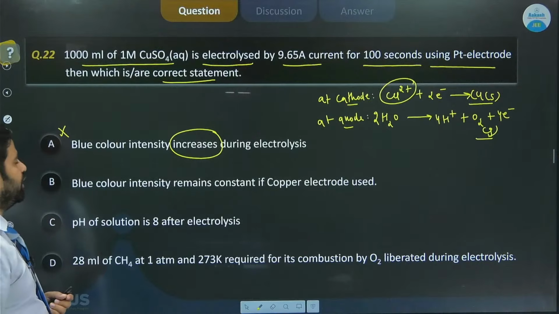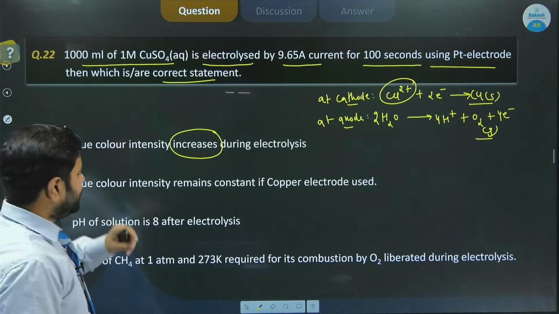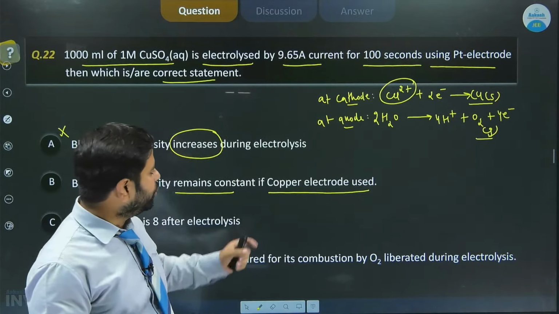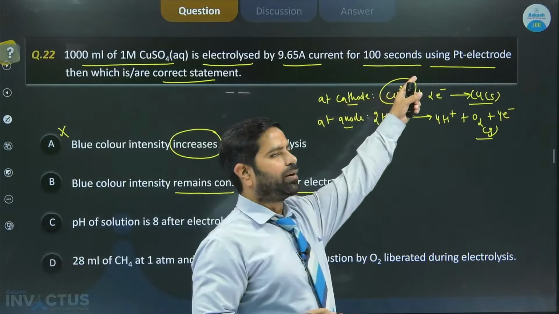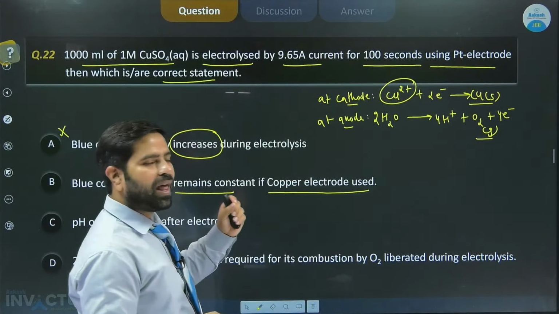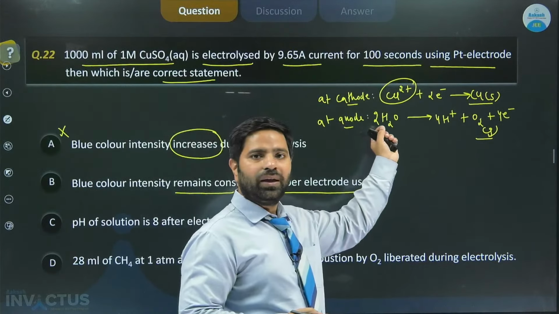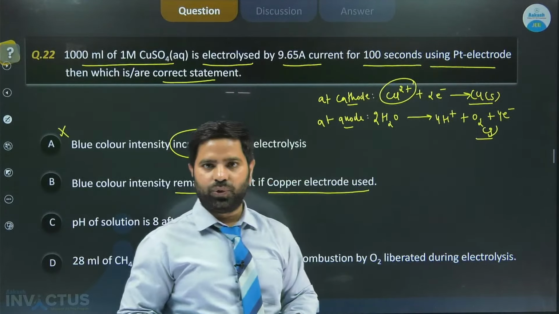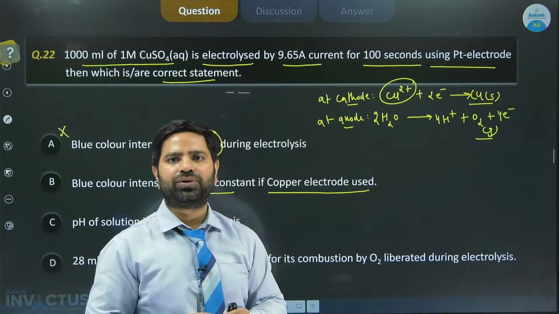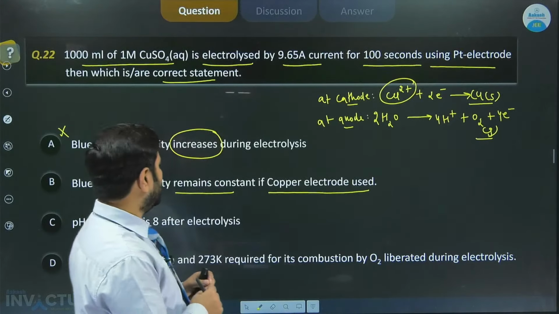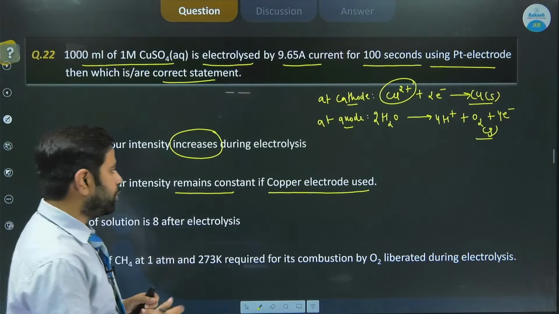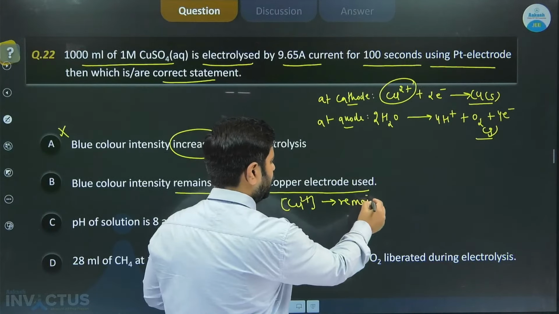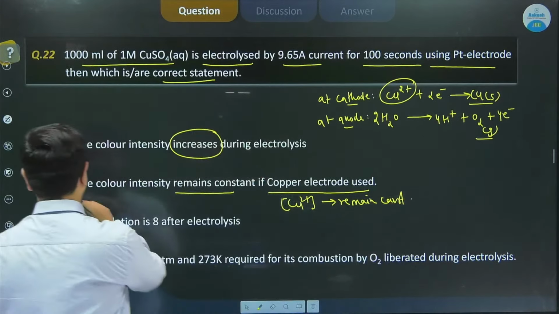We have to choose the correct statement here. Blue color intensity remains constant if copper electrode is used. So students, if you use copper electrode instead of platinum electrode as given in the question, what will happen? At the anode, the copper electrode will get oxidized, and at the cathode, Cu2+ ions will get reduced. So there will not be any change in the concentration of Cu2+ in the solution. So the blue intensity remains constant, the Cu2+ concentration would remain constant. So it is the correct option.